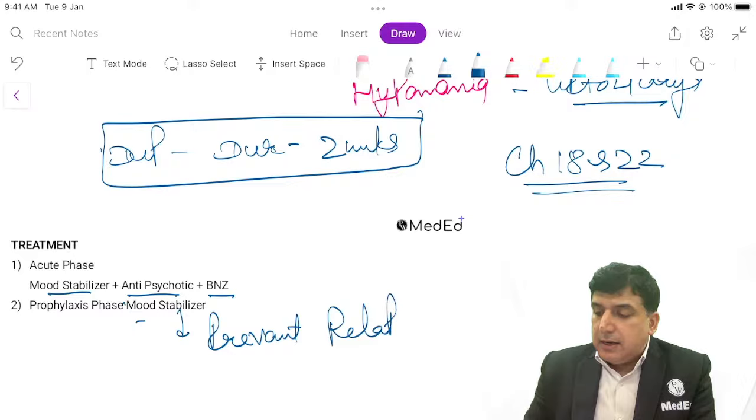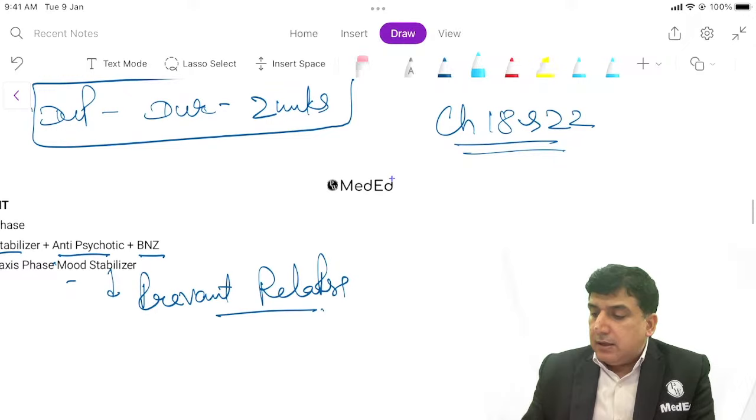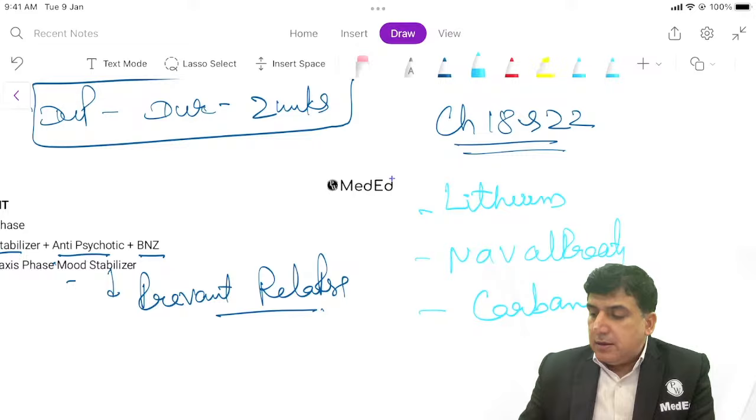What are the mood stabilizers? What MCQ can they ask, dear friends? Basically, we have lithium as a mood stabilizer, sodium valproate, carbamazepine, oxcarbazepine, and lamotrigine.